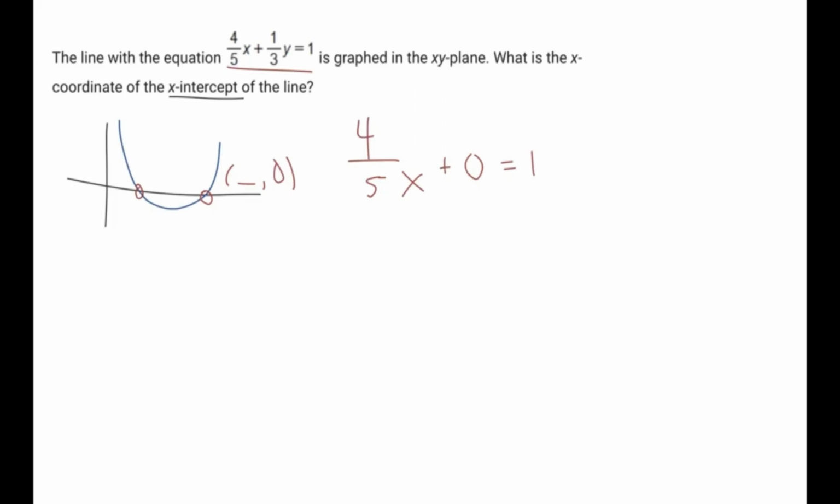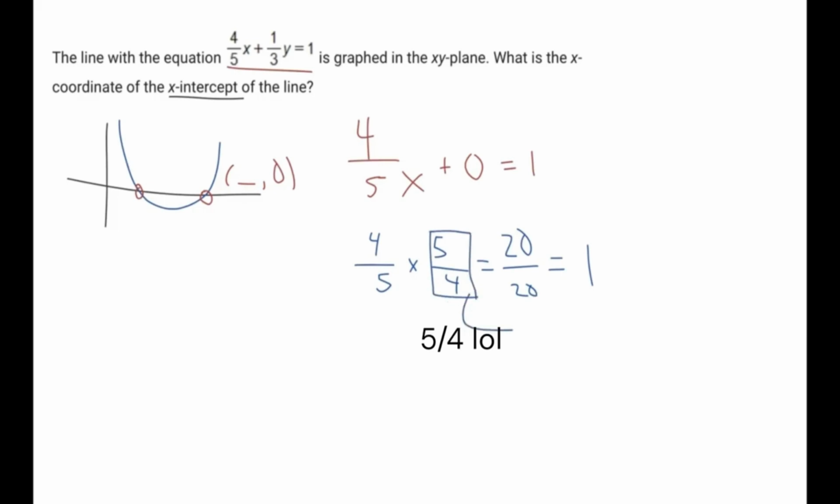So what is x? Well, what do we multiply 4/5 by to get 1? Well, we can multiply 4/5 by 5/4, right? Because this gets us 20 on top and 20 on the bottom, and that is equivalent to 1. And therefore, the x-coordinate of the x-intercept would just be 5/4. So that is our answer.